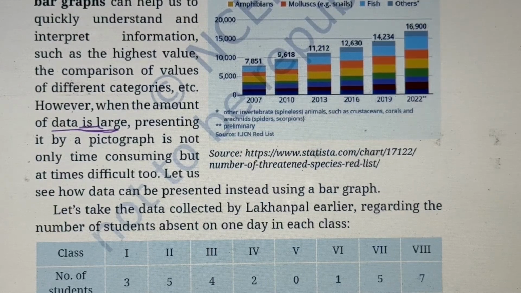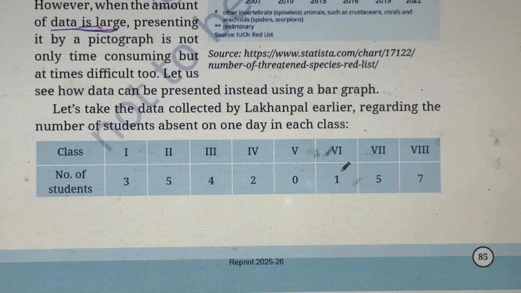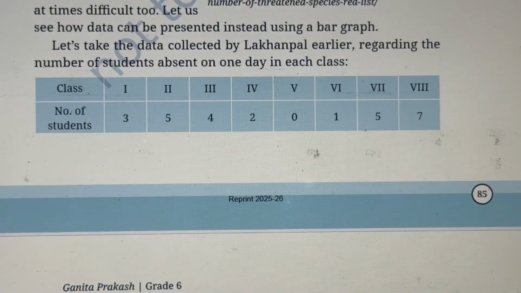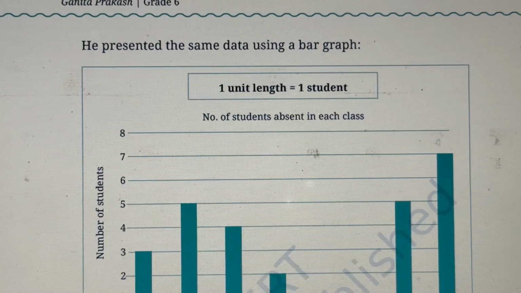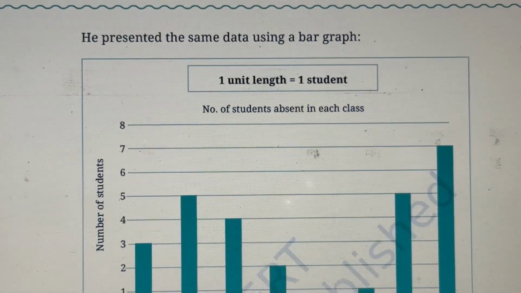Okay. So now here is an example which we saw earlier, the Lakhanpal example, that he collected the number of students who are absent in the class. Right? You remember this? That in class 1, 3 are absent, class 2, 5, likewise till class 8. The number of students absent on that day, this data was collected by Mr. Lakhanpal. Now, earlier it was represented through a pictograph. So here we'll see how to represent that same thing in a bar graph.